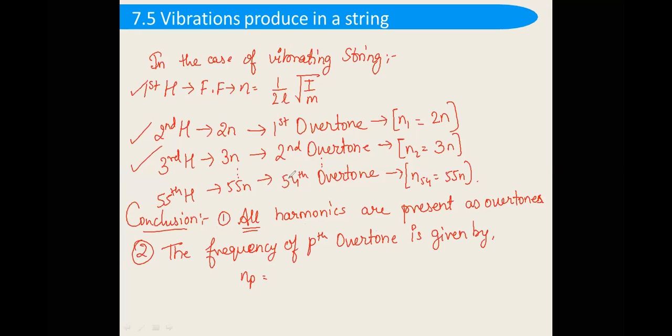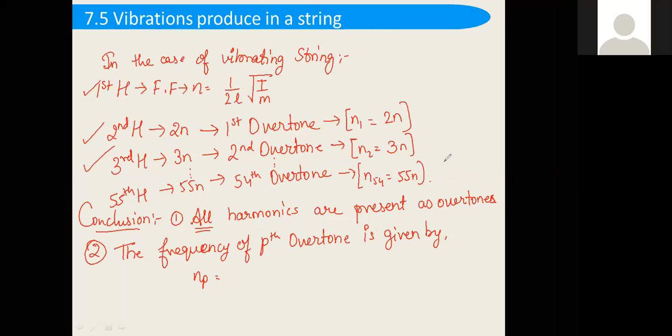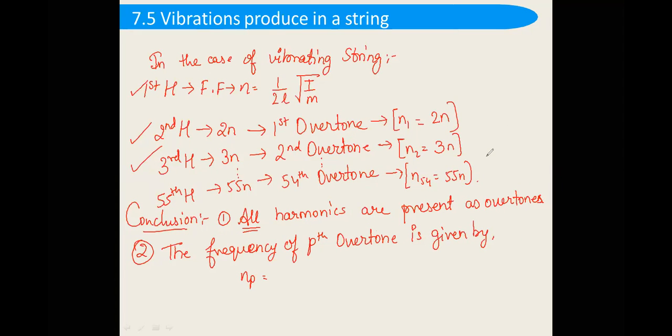Suppose I write this NP. What will NP be equal to? NP is going to be equal to (P plus 1) into N. So NP will be your (P plus 1) into N.